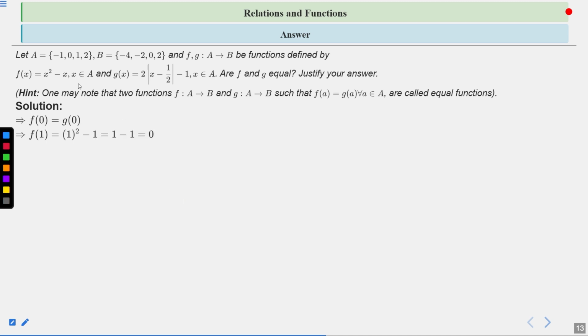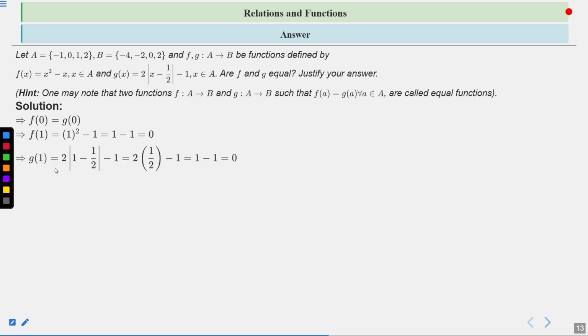Now, we have already checked for minus 1 and 0. Let us check for f of 1. So f of 1 will be equal to, f of x is equal to x square minus x. So f of 1 will be equal to 1 square minus 1. So after solving this, we'll get f of 1 is equal to 0.